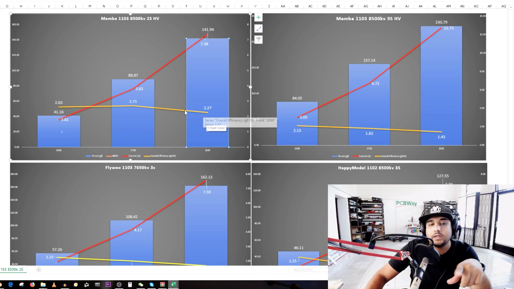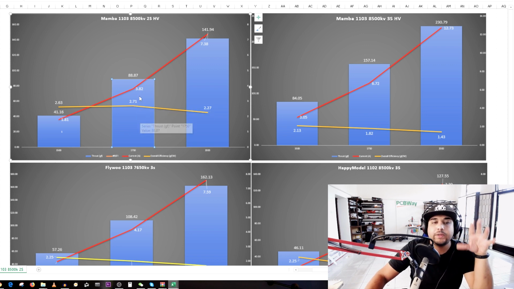But if we take a look at the efficiency chart, we see that it's most efficient towards 75% throttle. Usually it's around 50% throttle, but 50% throttle was still pretty good here at 2.63 kilogram force per watt. But here we have 2.71, which is where we can say it's peak efficiency, and 4 amps is pretty acceptable.